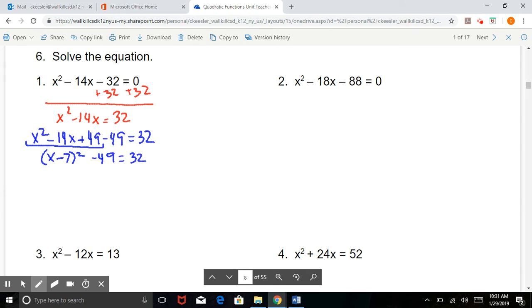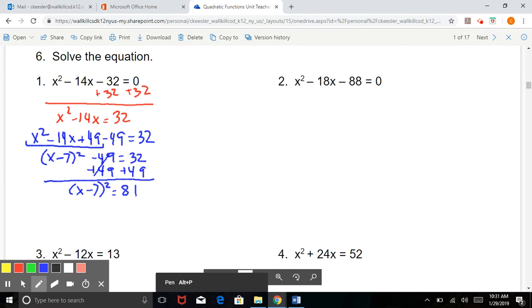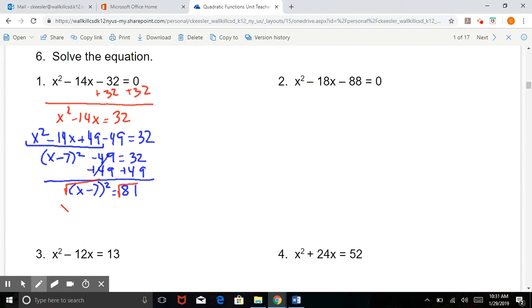So we want to get everything away from the x. We start by adding 49 to both sides. So x minus 7 squared equals 81. Then we want to get rid of the square, so we take the square root of both sides. We get x minus 7 equals 9. But x minus 7 can also equal negative 9, as negative 9 times negative 9 also equals 81.